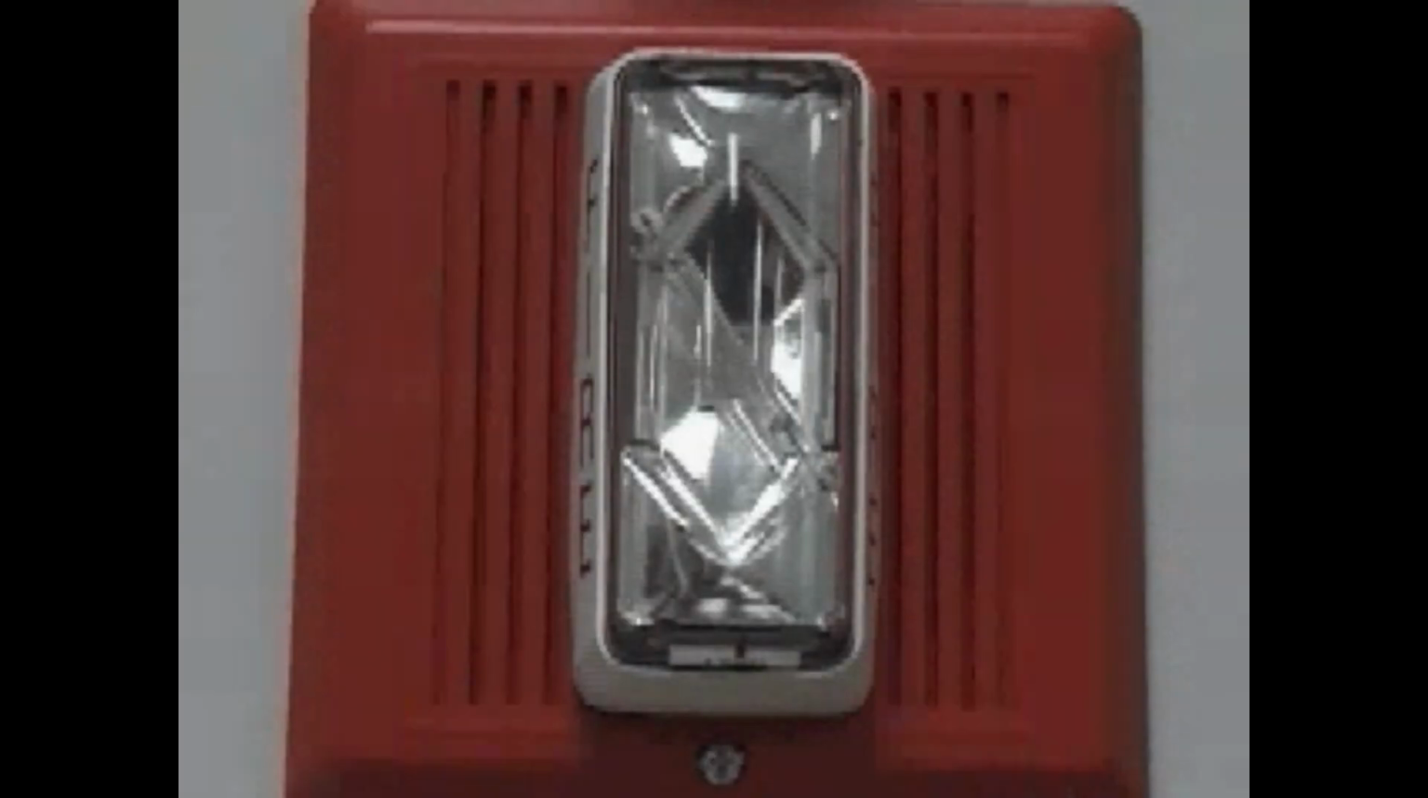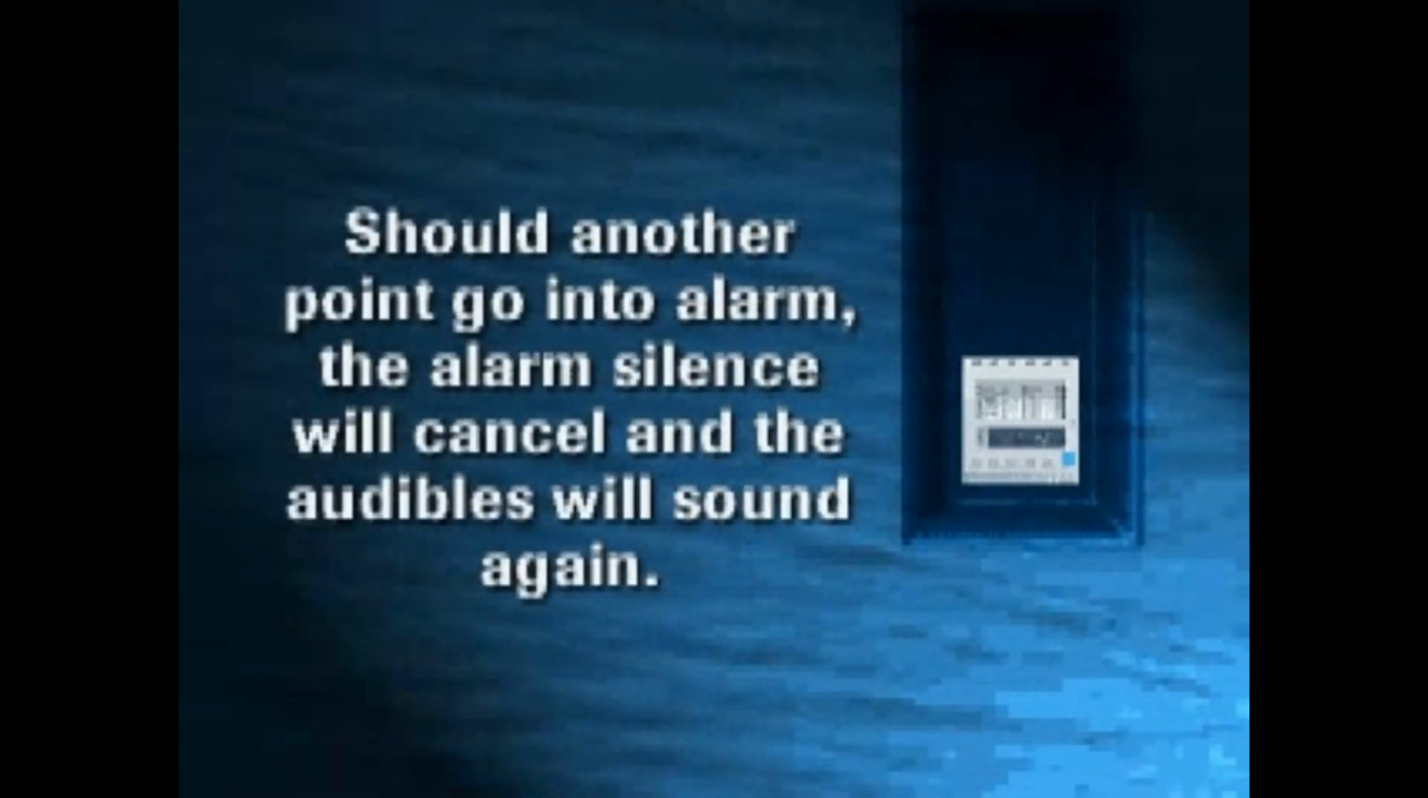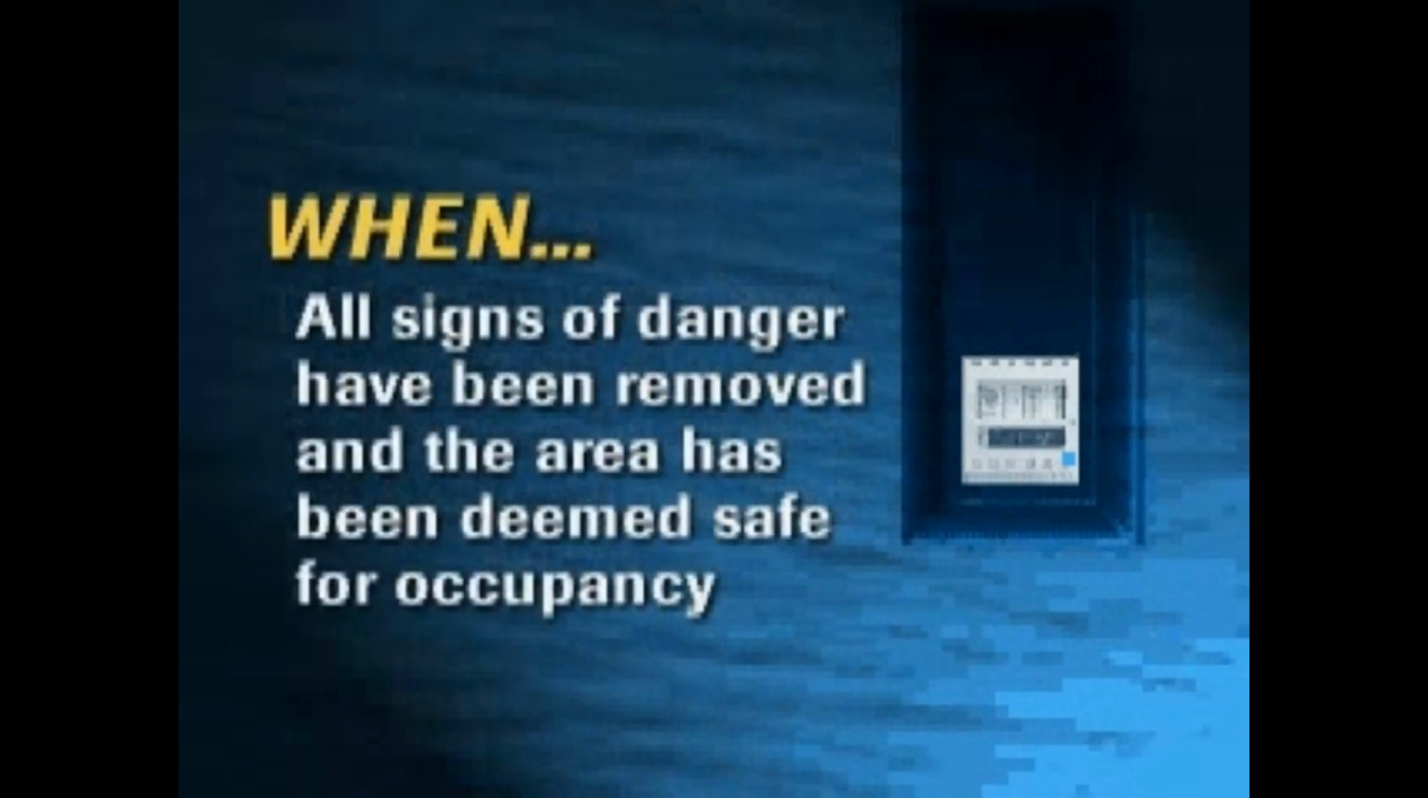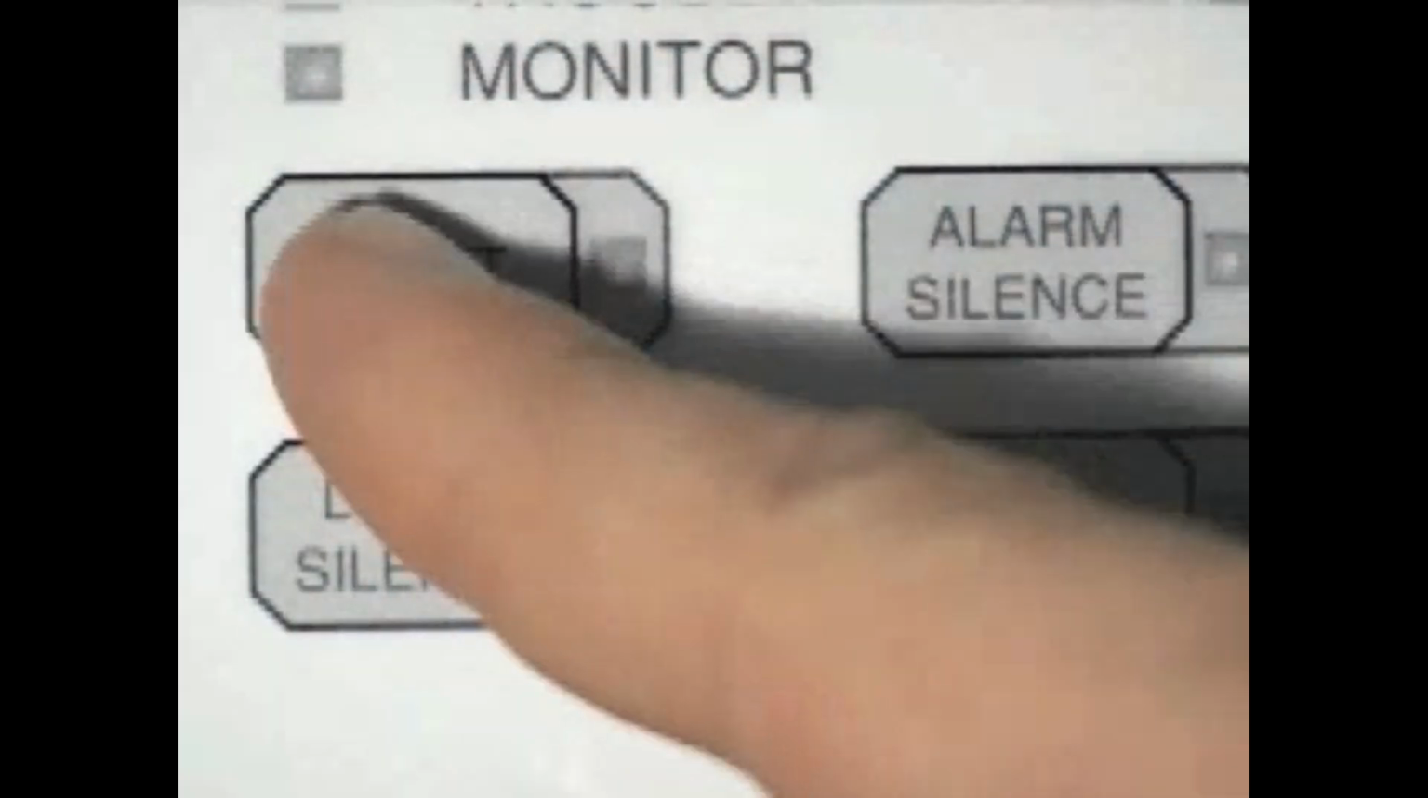This will silence the audible circuits, but the strobe circuits and other visual devices will continue to operate. Should another point go into alarm, the alarm silence will cancel and the audibles will sound again. When all signs of danger have been removed and the area deemed safe for occupancy, the fire department authority on scene will restore the panel to normal operation by pressing the reset switch.